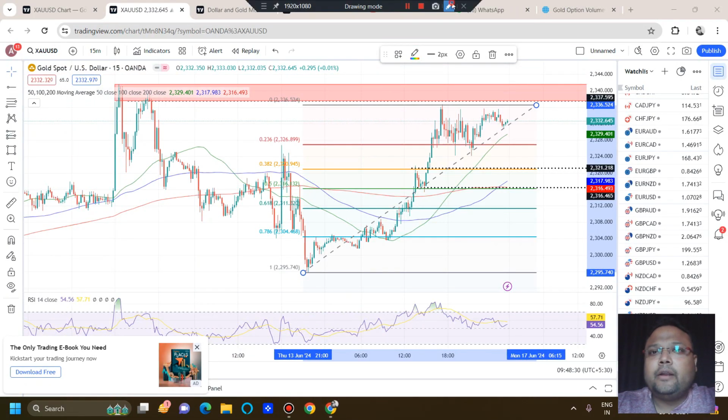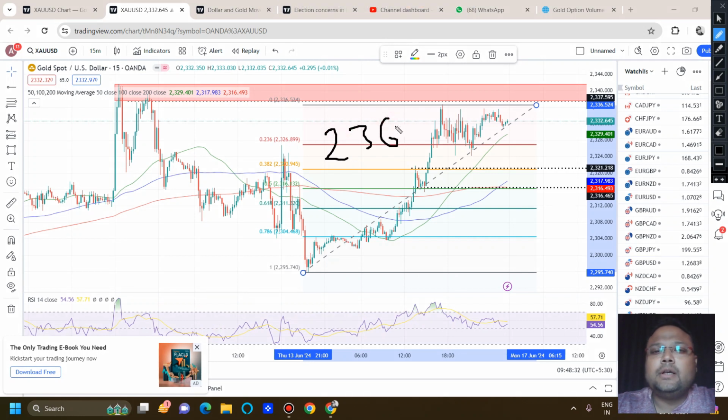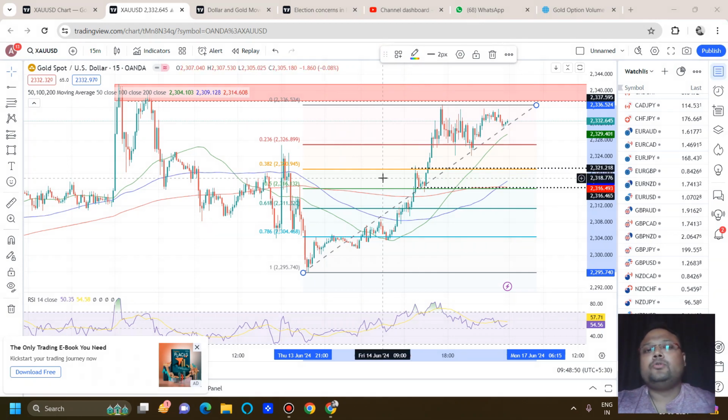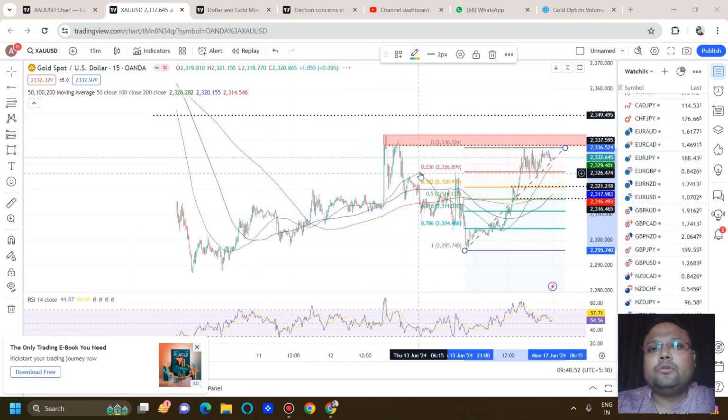And yesterday the market reversed from 2337. This is the level from where the market reversed, and the previous high was 2341. So the red box here, the zone between 2341 and 2337, is our no trading zone. It is our no trading zone. 2341 to 2337 is a no trading zone.